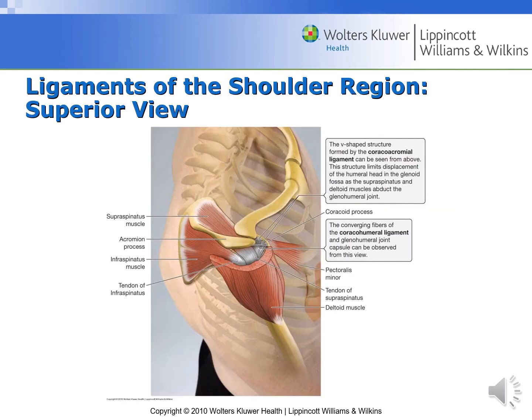Taking a look at the ligaments of the shoulder region from the superior view, the V-shaped structure formed by the coracoacromial ligament can be seen from above. This structure limits displacement of the humeral head in the glenoid fossa as the supraspinatus and the deltoid muscles abduct the glenohumeral joint. The converging fibers of the coracohumeral ligament and glenohumeral joint capsule can be observed from this view as well.